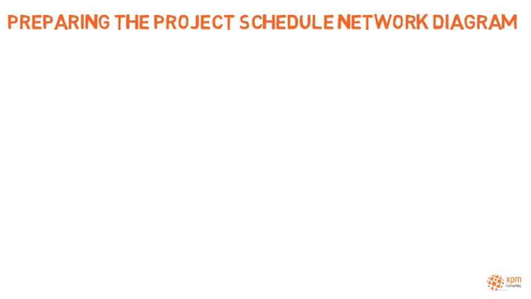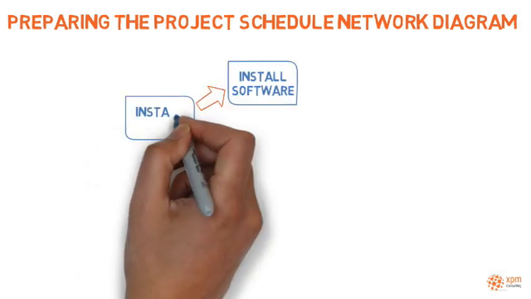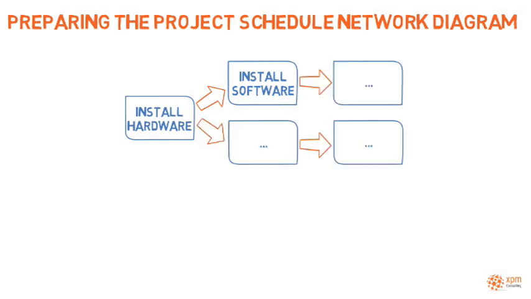Once the activities have been identified, the next step is to define their sequence by observing their characteristics and organizing them in the order that they must be performed. For example, it is not possible to install software until the hardware is available.